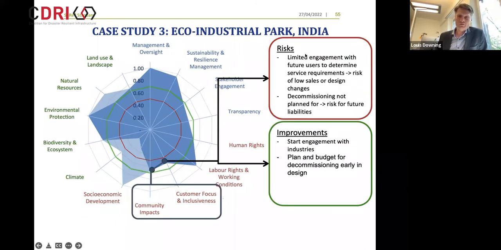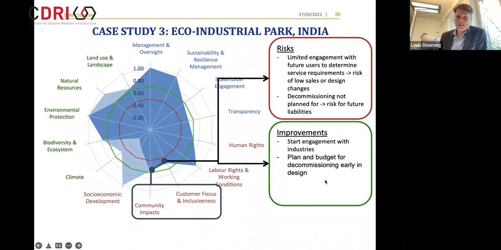Then some key risks, so limited engagement with future users to determine the service requirements. So there's a potential that they'd be putting in insufficient or the wrong kind of infrastructure for the future users, and that decommissioning was not at all part of the project plan. So there was a risk that the kind of infrastructure we're building now might be less adaptive to potential future users, or that we're making material choices that wouldn't be able to be reused or recycled or repurposed.